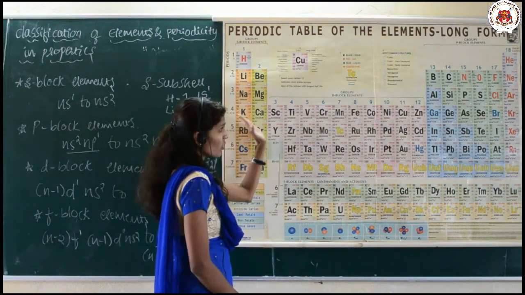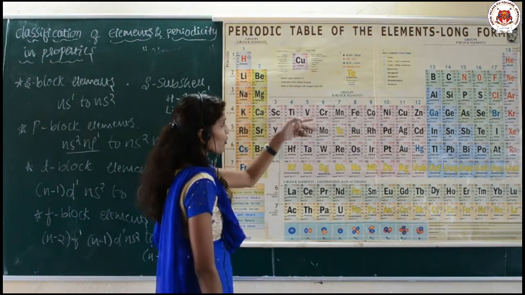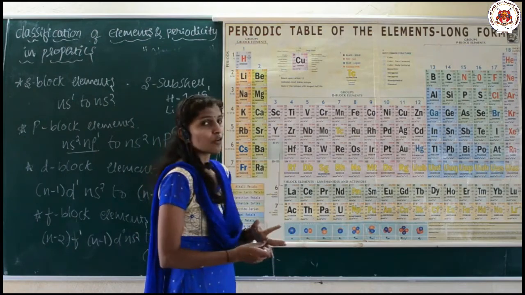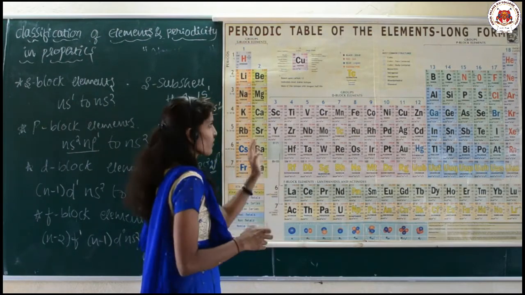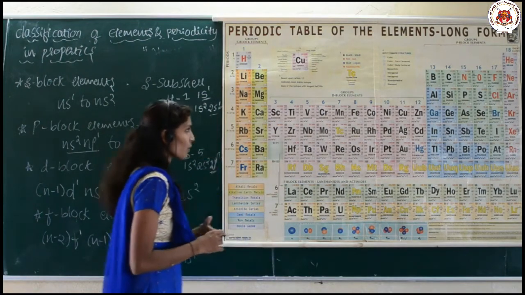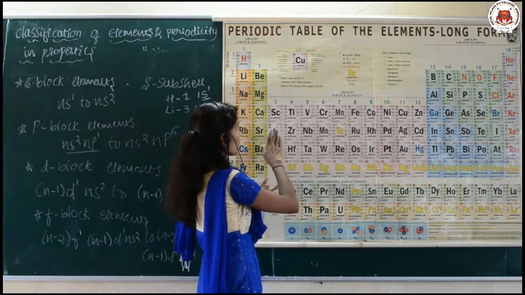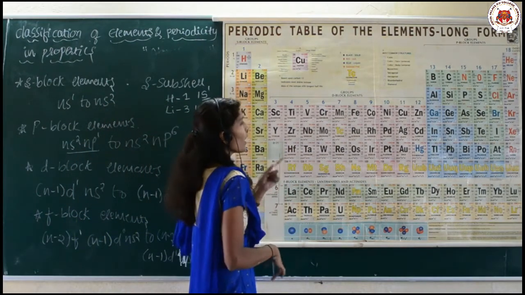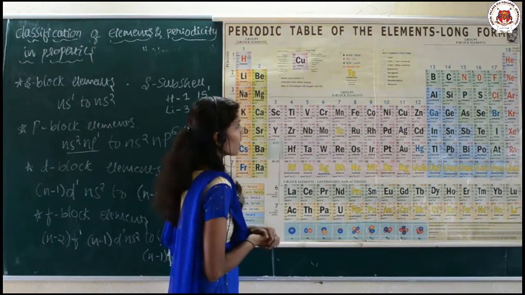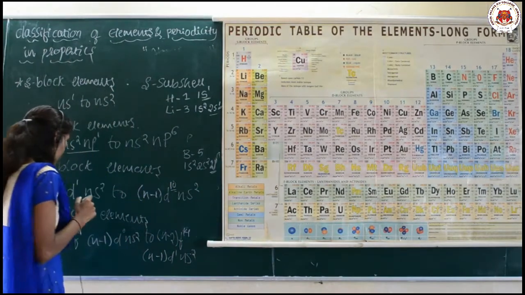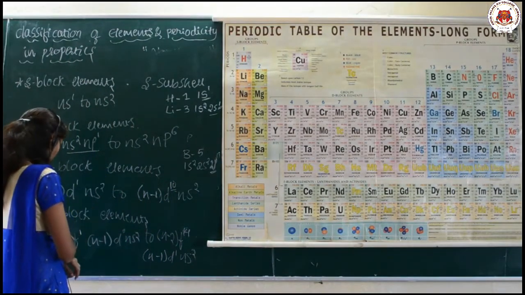Here, as we move from left to right, the metallic to non-metallic character is going to increase. The D block elements start with group number 3 to group number 12, and the D block elements are called transition elements. Okay. And then one more block of elements, that is the F block elements.